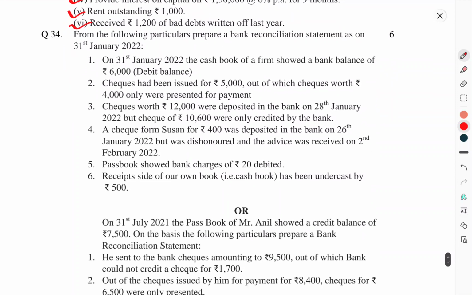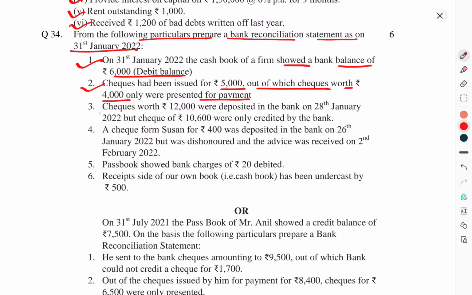Now we have come to question number 34. From the following particulars, prepare a bank reconciliation statement as on 31st January 2022. On 31st January 2022, the cash book showed a bank balance of 6,000 debit balance. Cheques were issued worth 5,000, of which cheques worth 400 only were presented for payment. Cheques worth 12,000 were deposited in the bank on 28th January 2022, but cheques of 10,600 only were credited by the bank.